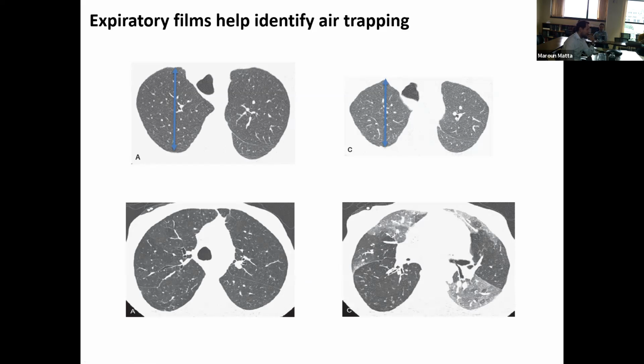Air trapping in general is an inconsistent feature of IPF. So if you see that on a CT scan, unless they have a superimposed etiology of small airway disease or something else, it's not a common feature.